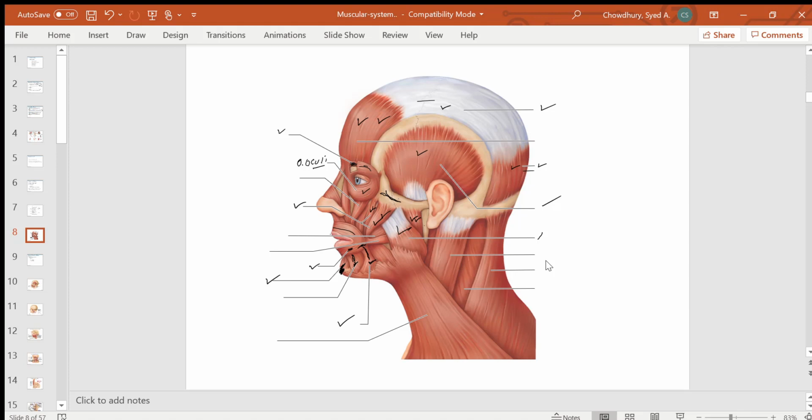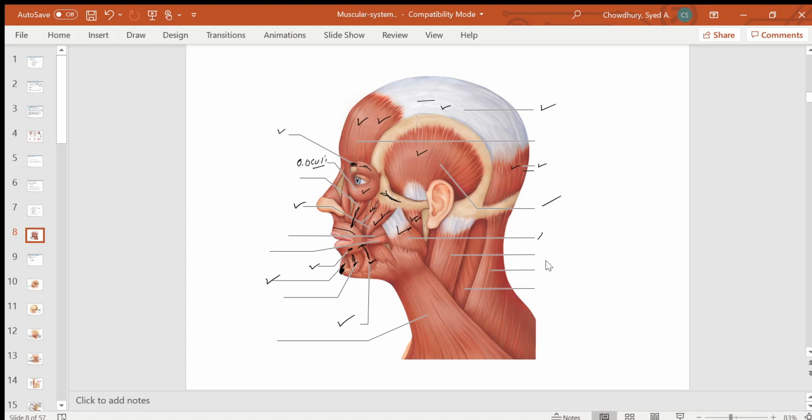Then let's see this muscle. You see this one is attached to the upper lip and it is located just above the upper lip. When this muscle contracts, it pulls the upper lip upwards, lifts. So levator labii superioris. Why superioris? It is above the lip. And why levator? It lifts or moves the lip upwards.